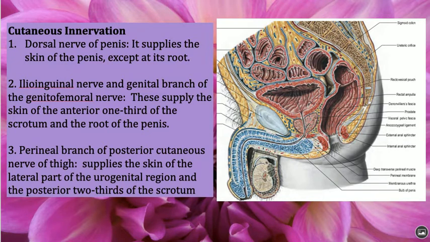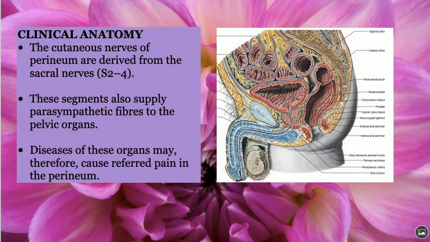Before that, let's just read about the cutaneous innervation of the male perineum. We have the dorsal nerve of the penis supplying the skin of the penis except at its root, while the ilioinguinal nerve and the genital branch of the genitofemoral nerve supply the anterior one-third of the scrotum and the root of the penis. The perineal branch of the posterior cutaneous nerve of the thigh supplies the skin of the lateral part of the urogenital region and the posterior two-thirds of the scrotum.